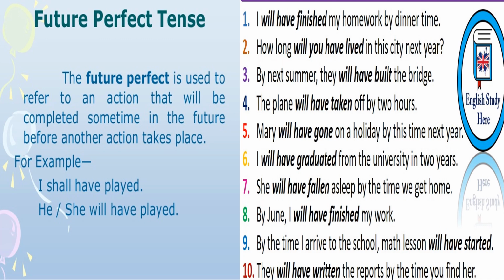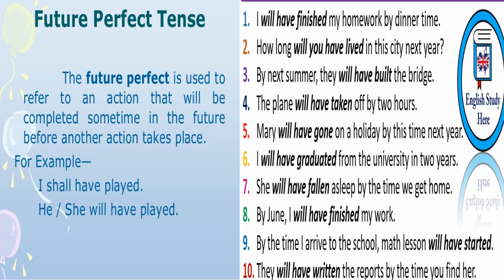And it also indicates the completion of an action by a specific time in the future. Look at these examples. You can understand it even better. I shall have played. He or she will have played. I will have finished my homework by dinner time. So there are two sentences, right? Two actions taking place.